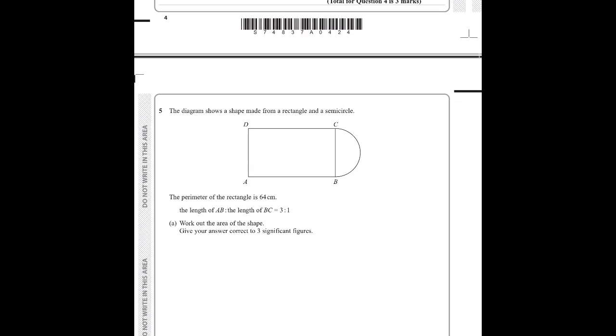Moving on, number 5, we've got perimeter of... Okay, we've got a rectangle and semicircle joined together. Perimeter of the rectangle is 64. The length of AB to BC is 3 to 1. So let's think about that rectangle. That means 3 parts here, 1 there, 3 there, 1 there. Again, these are not lengths, these are parts I'm thinking about here. So the rectangle has in total 8 parts, 3, 1, 3, 1. And the perimeter is 64, meaning those 8 parts represent 64 centimeters.